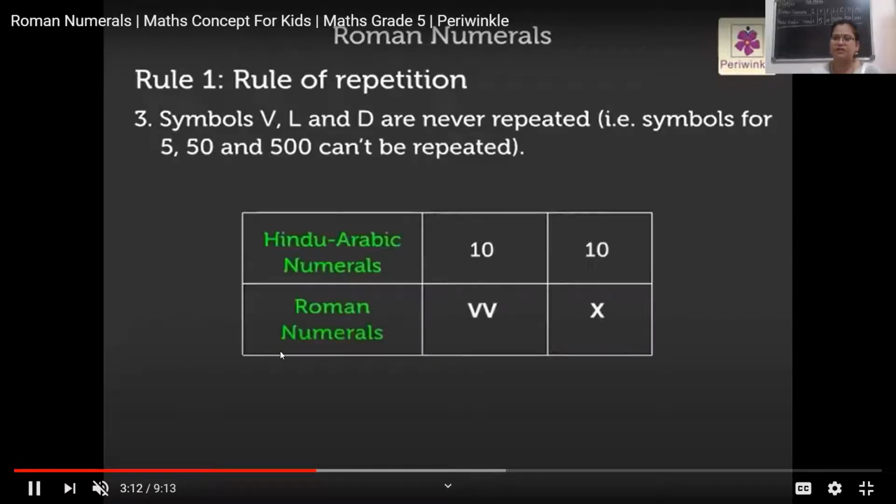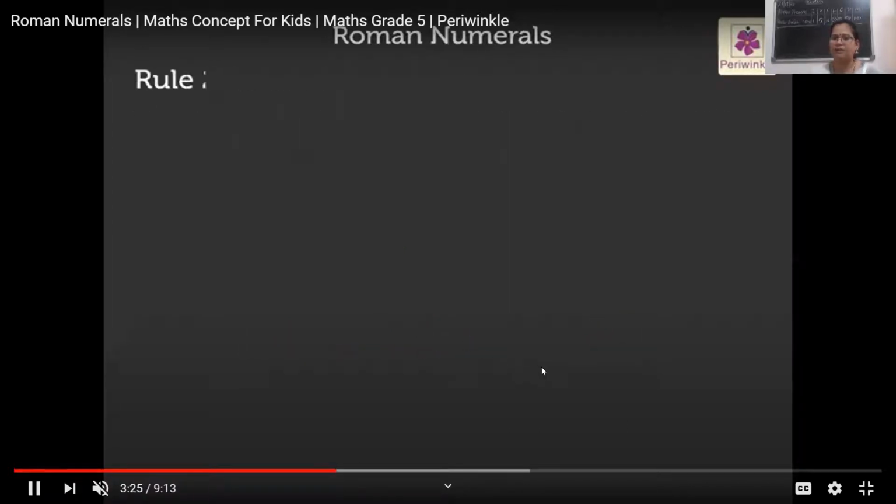Let us see how to write 10. We can't write VV. We just have to write X. For 10, X is the correct symbol. We can't write VV. We can't repeat it.